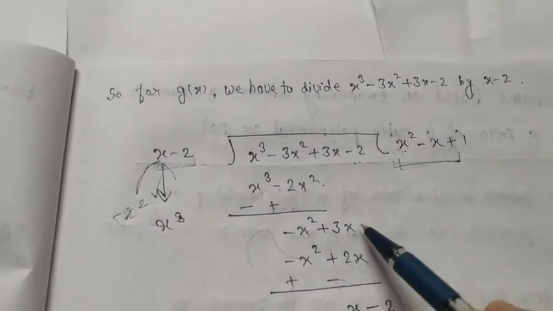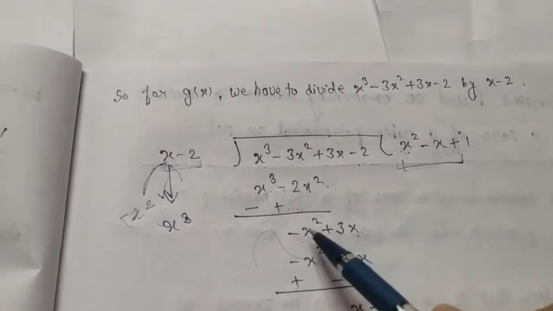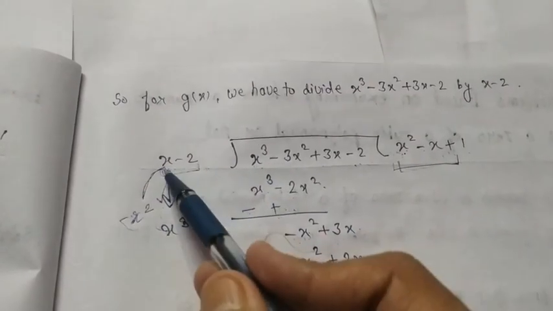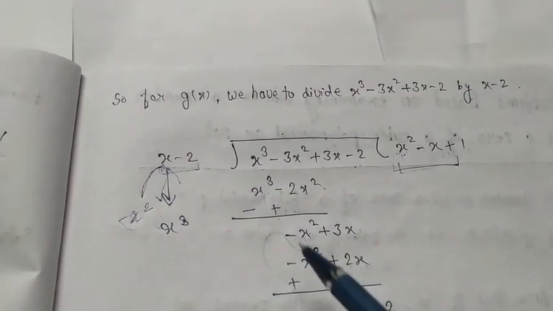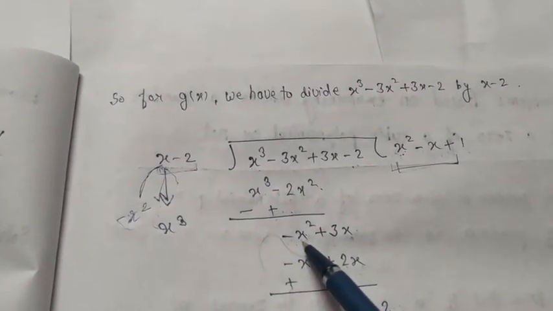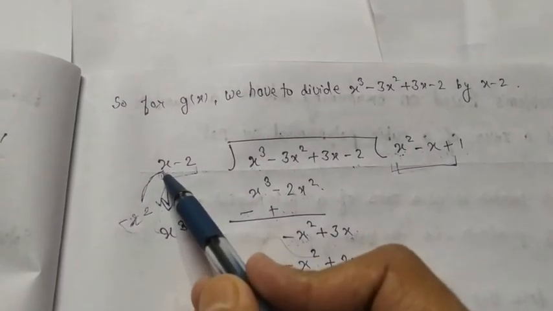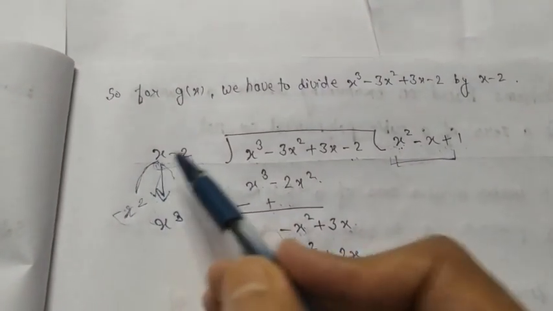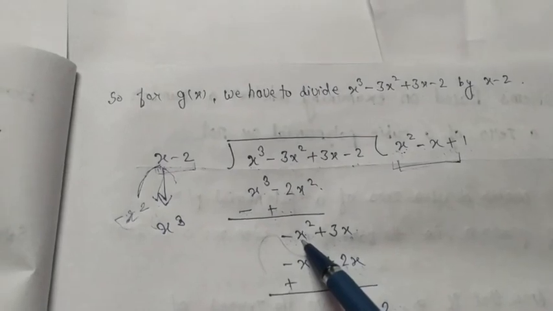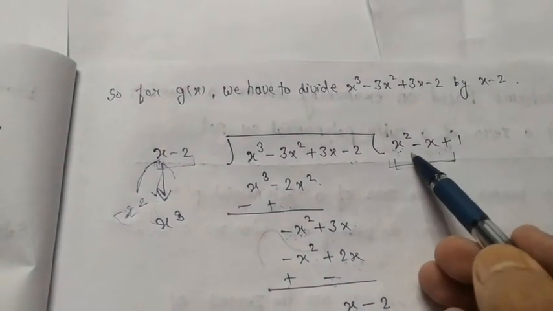Now again I will see the degree of the remainder. Degree of the remainder is 2 and degree of the divisor is 1. So again we can divide it. So see, here is minus x square and here is x. So in x, what should be multiplied to get minus x square? So that is minus x. So I have written minus x here.